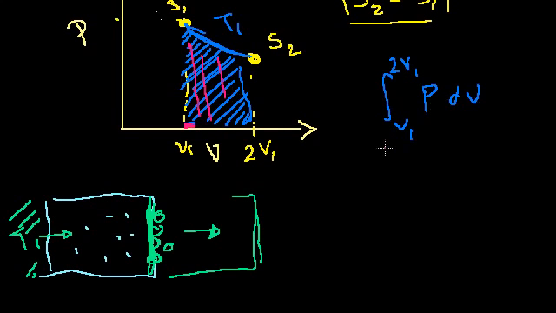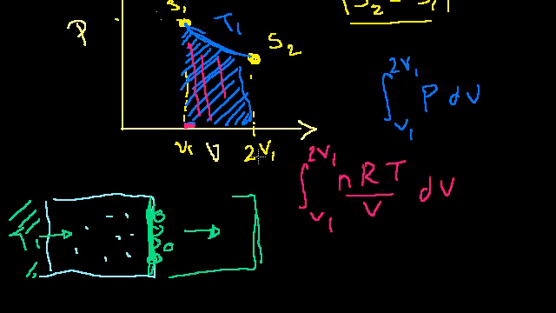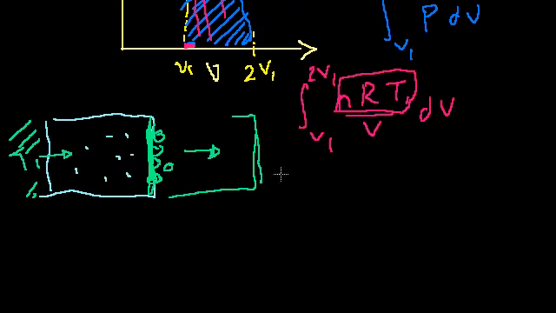So what is this? We've done this multiple times, but I'll redo it. This is equal to the integral from V1 to 2V1. PV equals nRT, right? So P is equal to nRT over V, times dV. And the T is T1. Now, all of this is happening along an isotherm, so all of these terms are constant. So this is equal to the integral from V1 to 2V1 of nRT1 times 1 over V dV.